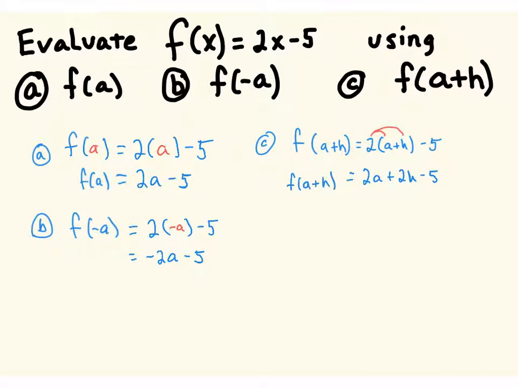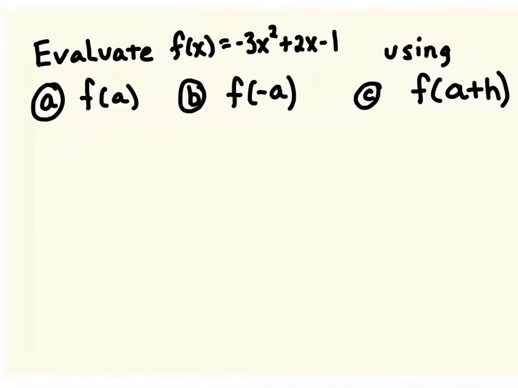Now, these expressions cannot be simplified any further because they have a variable a now in them. And until we know what value we are substituting for a, and of course the last one also has a variable h, which would have to have a value substituted in order to simplify this to a number.